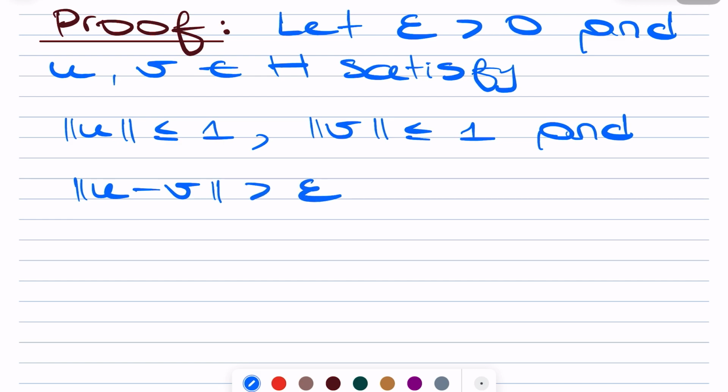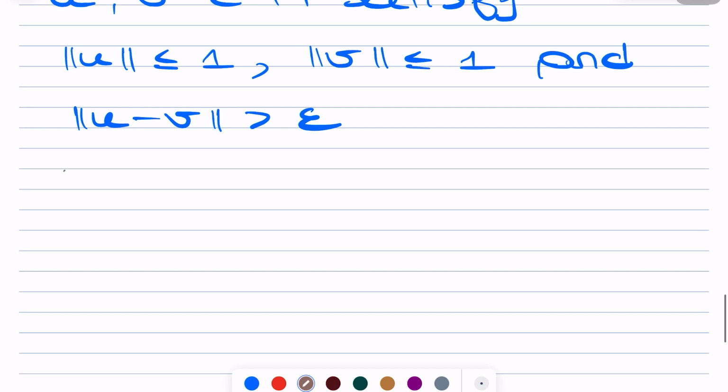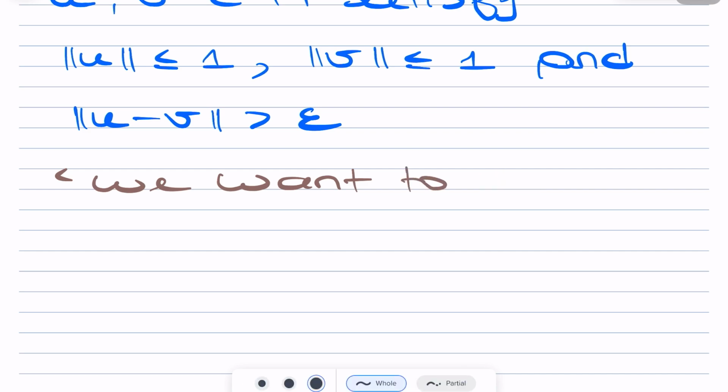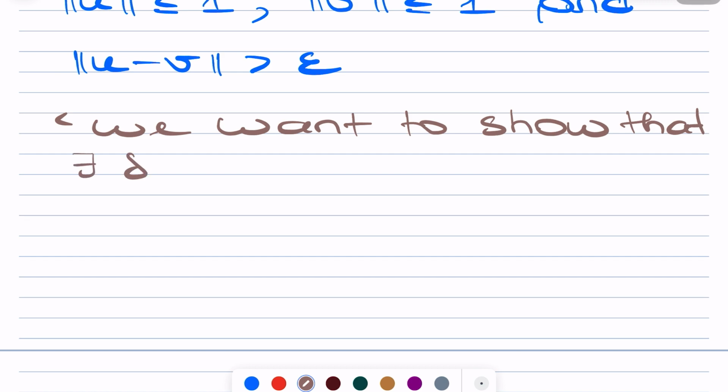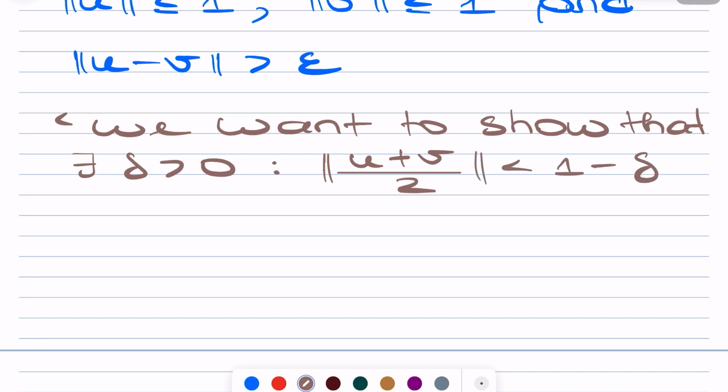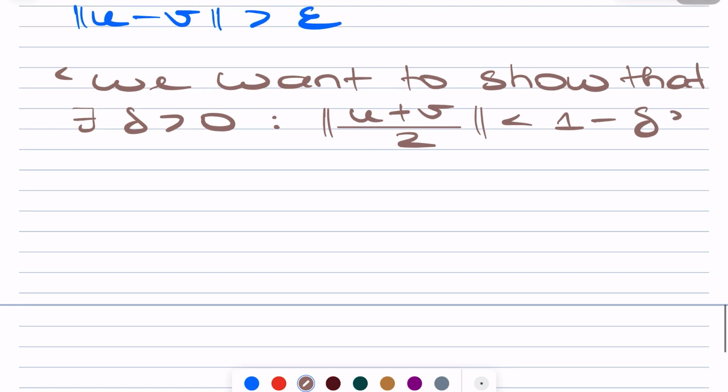So again, in order to prove uniform convexity of the space, we want to show that there exists a delta positive such that the norm of u plus v over 2 is less than 1 minus delta. So this is what we want to do.